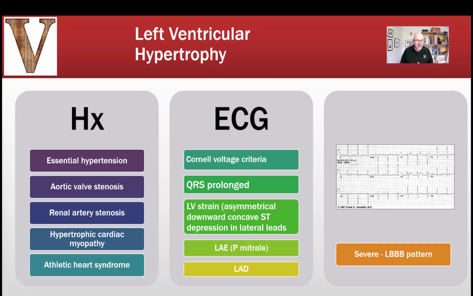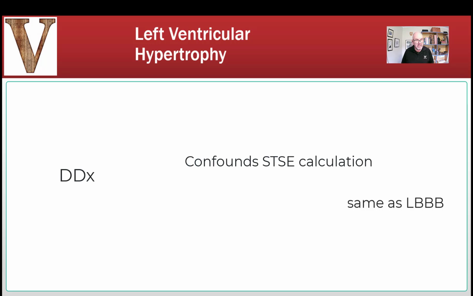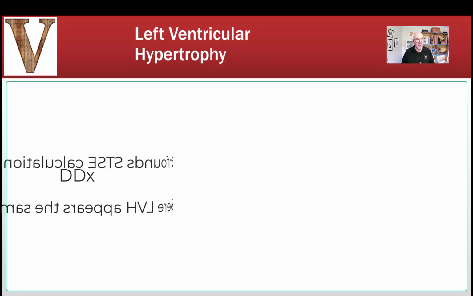So for differential diagnosis, and from an ECG perspective, left ventricular hypertrophy can have very similar features to a left bundle branch block. In fact, the worse the hypertrophy, the more it's going to look like left bundle branch block.